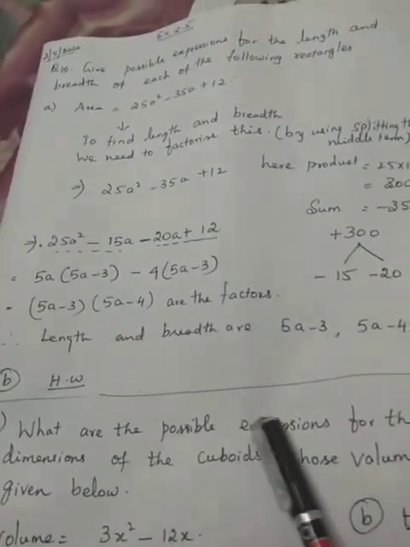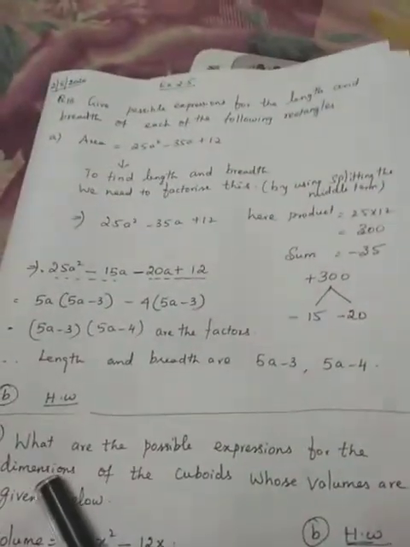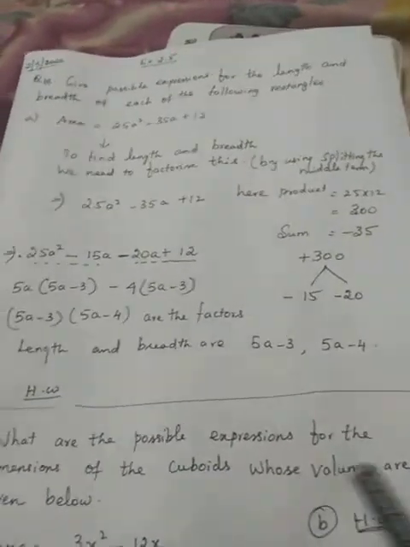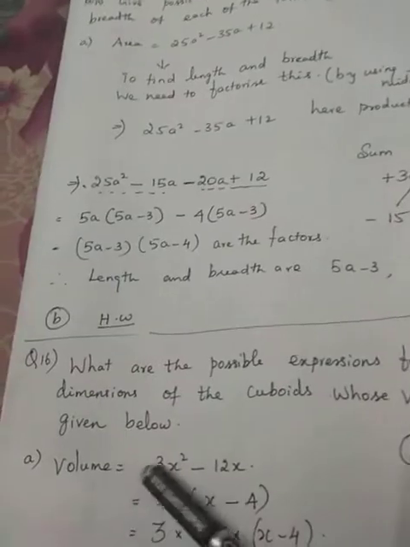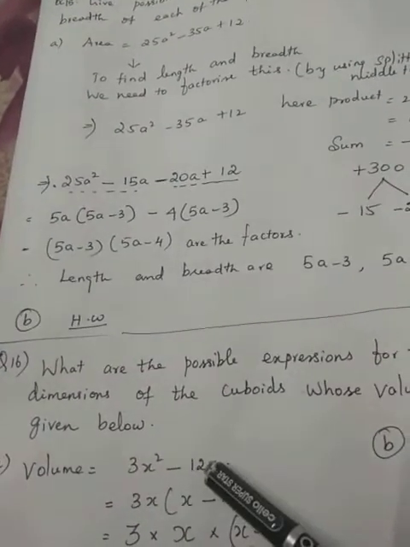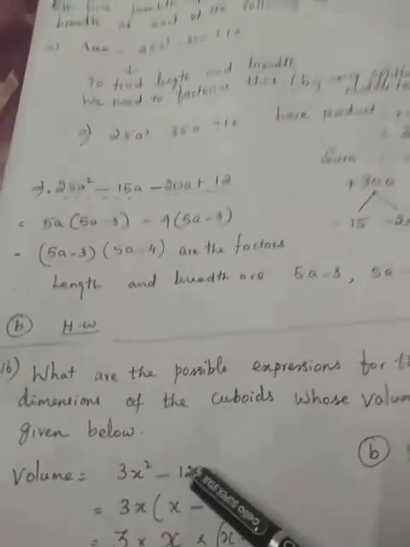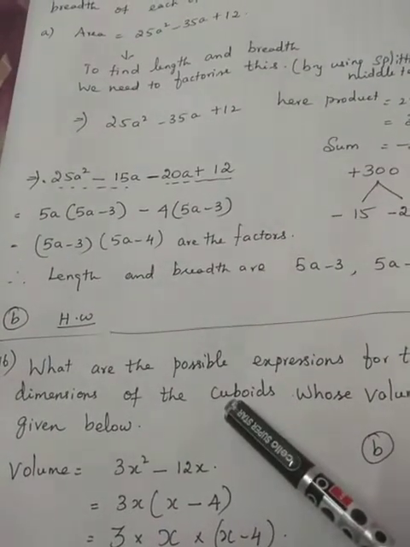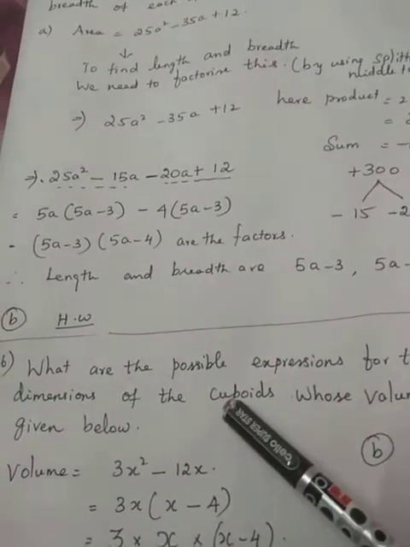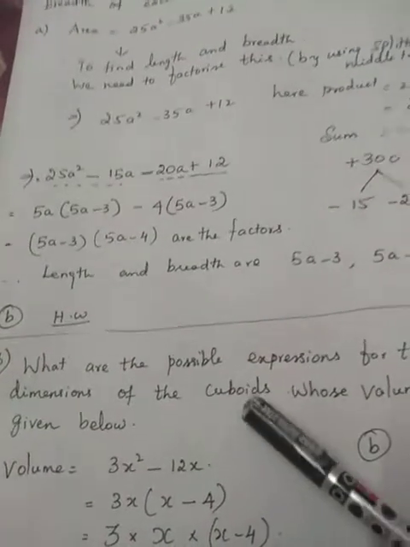What are the possible expressions for the dimensions of the cuboids whose volumes are given below? Question A, the volume is given as 3x squared minus 12x. We need to find the dimensions of a cuboid. The cuboid has three dimensions, length, breadth and height, so we need to find three factors for this.